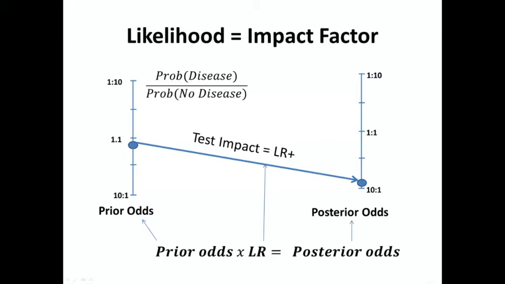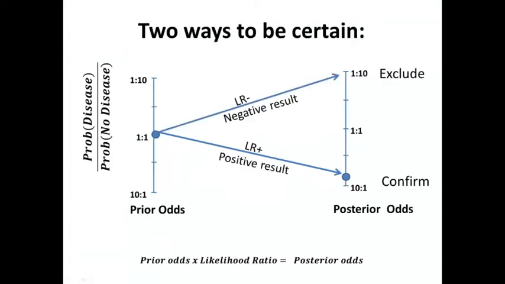So let's look at this. Here we have somebody that's maybe a little more than 1-to-1 chance of having disease as their prior odds. We apply this test, which has a likelihood ratio of about 10. So we multiply the prior odds times the likelihood ratio and get the posterior odds. And we can see that, as a result of the test information, we've revised the odds that we had about them having disease, and it's gone from nearly complete uncertainty to nearly complete certainty. Okay? So as we mentioned before, there's two ways to be certain. One is you can exclude disease or confirm disease. So we do it through this equation of the prior odds times the likelihood ratio gives the posterior odds.